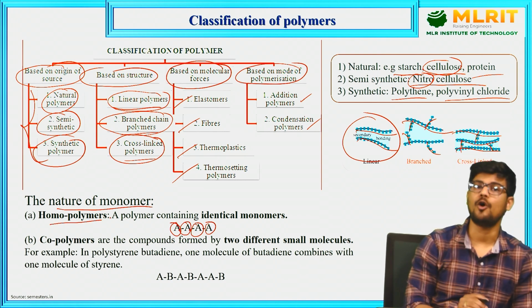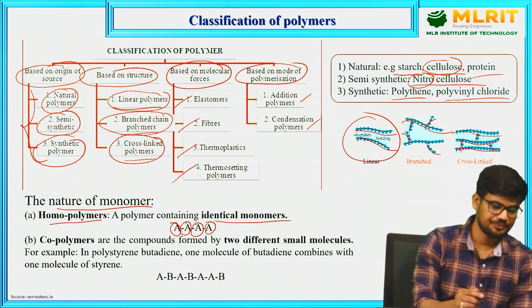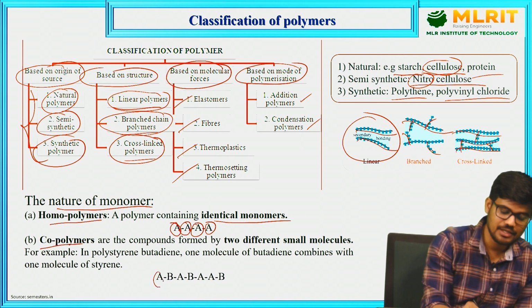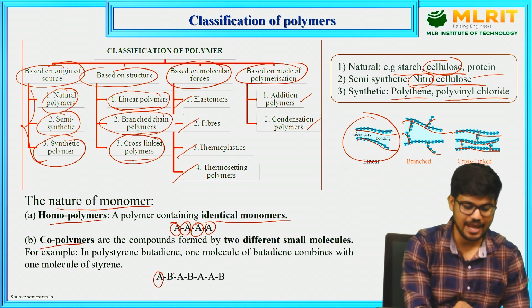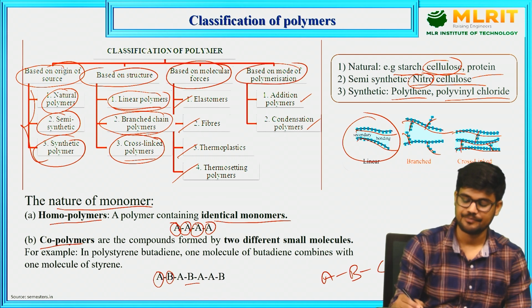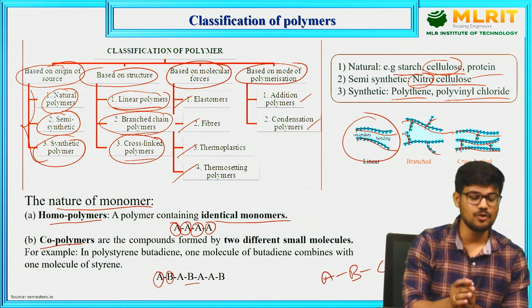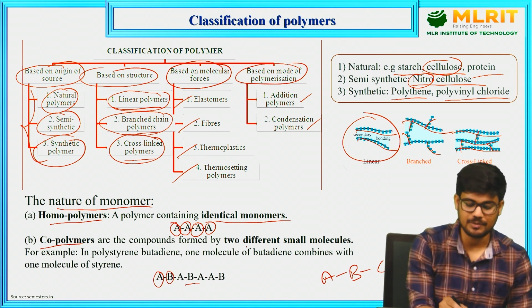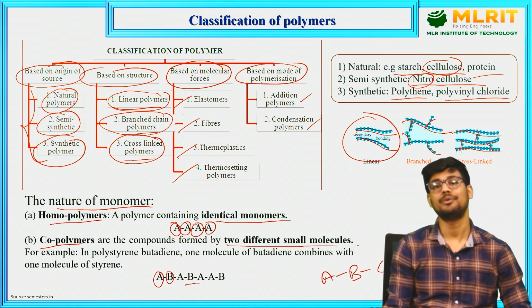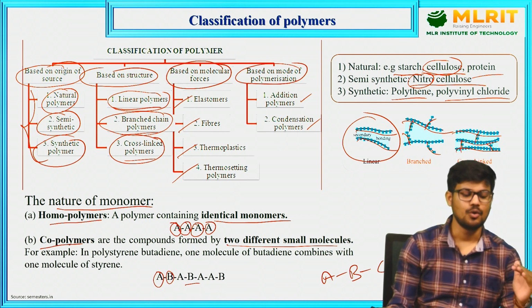So the condition for homopolymers is identical monomers. There must be identical monomers. What happens if we change one monomer unit, for example A B like this, or A B C A C B like this? If more than one type of monomer is present, that will be called a copolymer. In copolymers, at least two different types of monomer unit must be there. So based on nature of monomers, we have two different types, homopolymers and copolymers.